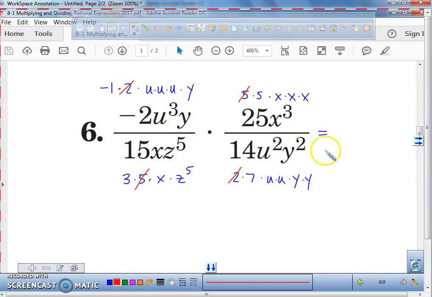All right, so what are we left with, numbers? What do we have left? We got a 3 and a 7. What does that get? I don't like it.